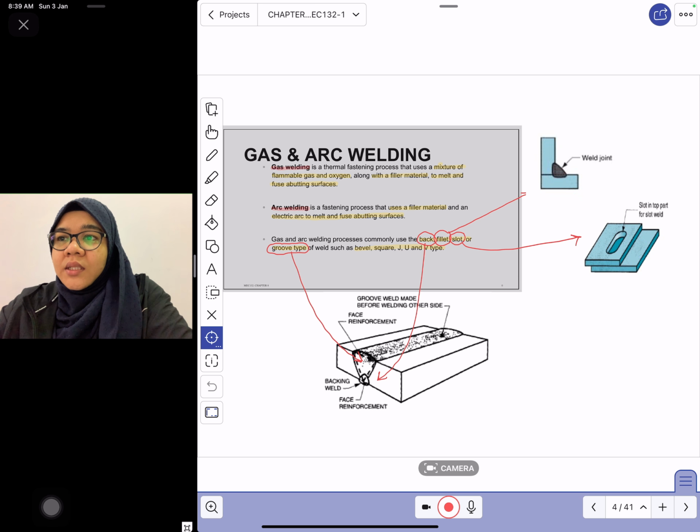So bila ada rib kita kena letak fillet weld dekat sini untuk make sure that the struktur is strong. Okay, and then kita ada slot weld, groove type, dia macam ada bentuk yang ni. So groove type ni ada banyak-banyak jenis, ada bevel, square, J, U, V type. So contoh yang ni kita ada bentuk V kat sini, so dia panggil V type. Okay, untuk groove ni ada banyak shape lah, yang ni lah maksud dia. Nanti kita akan tengok detail yang tu.